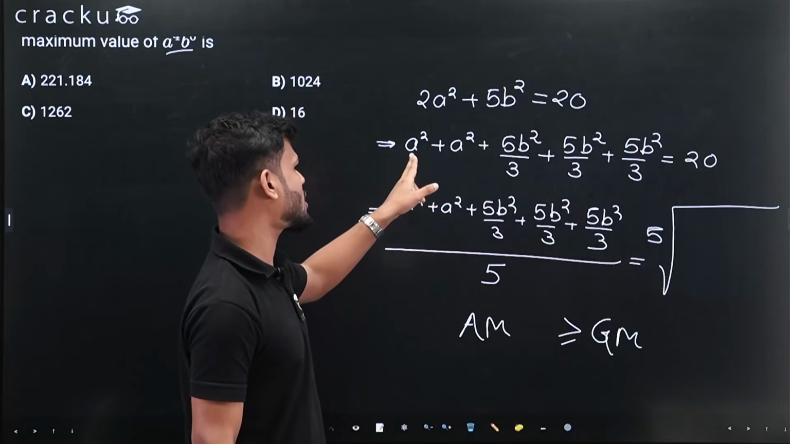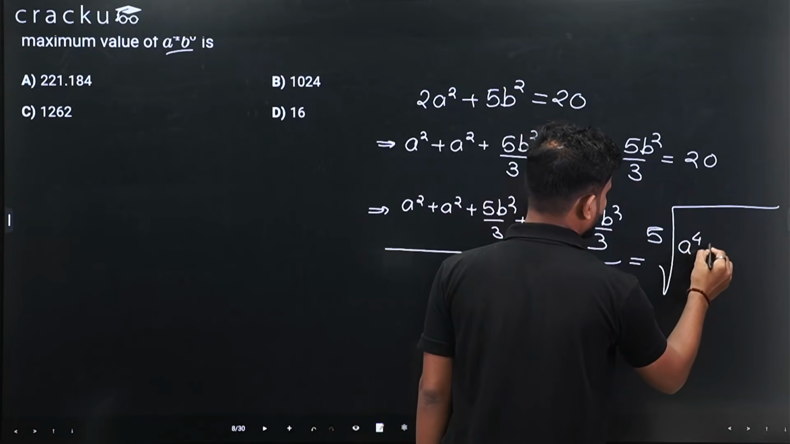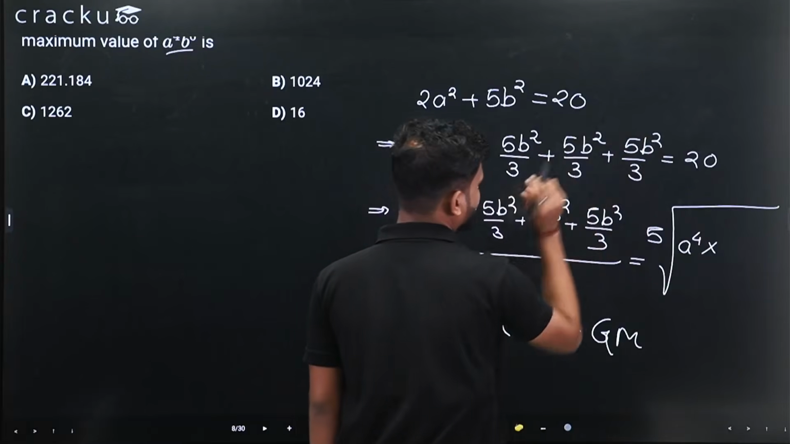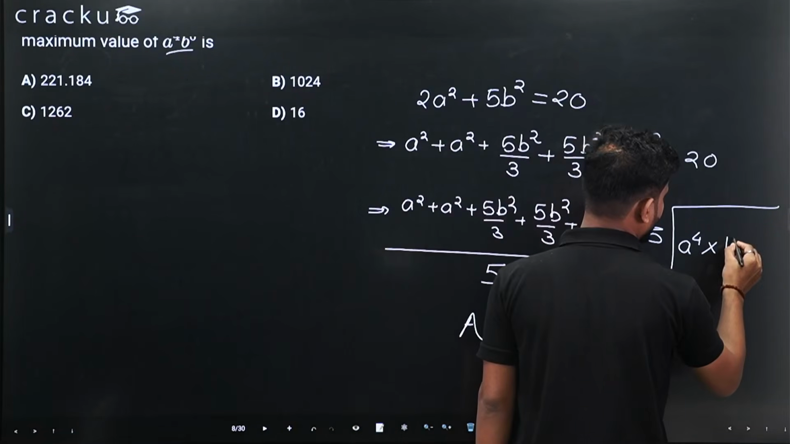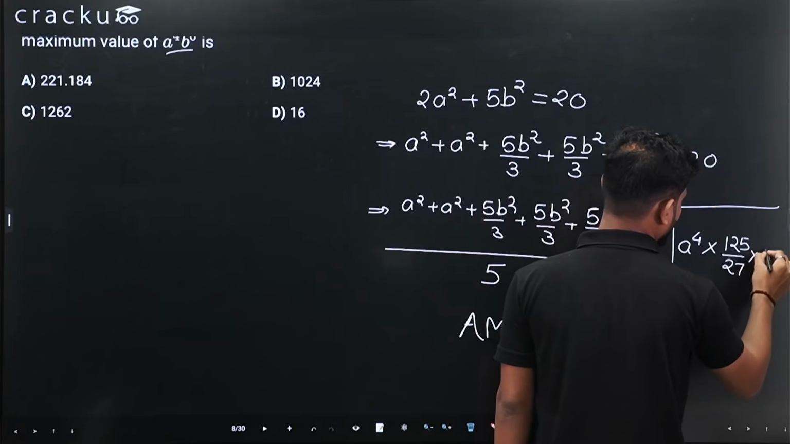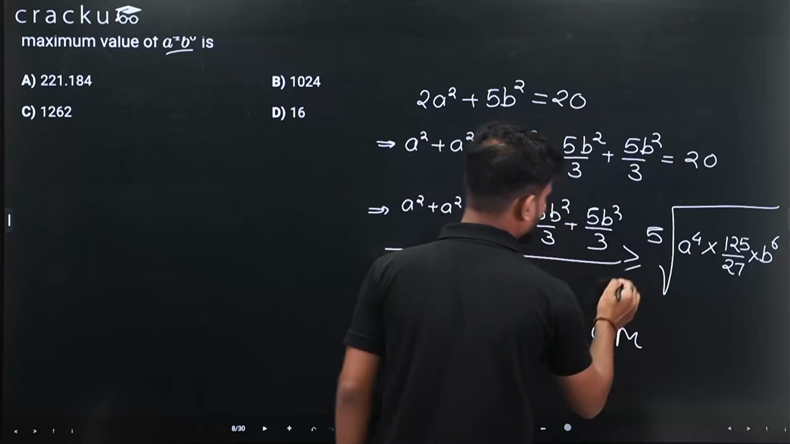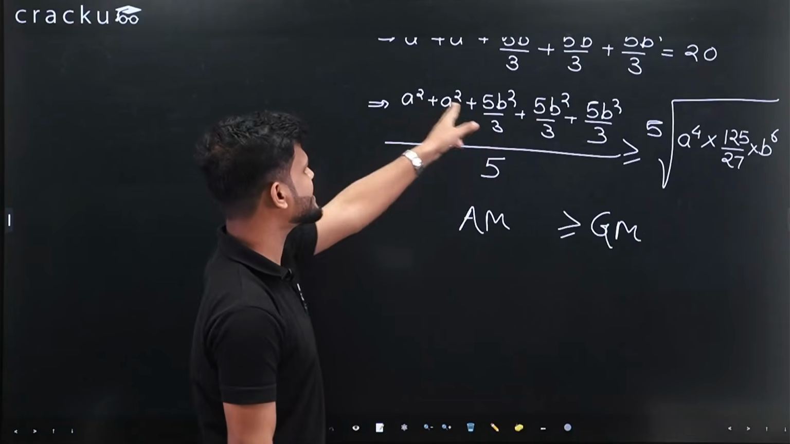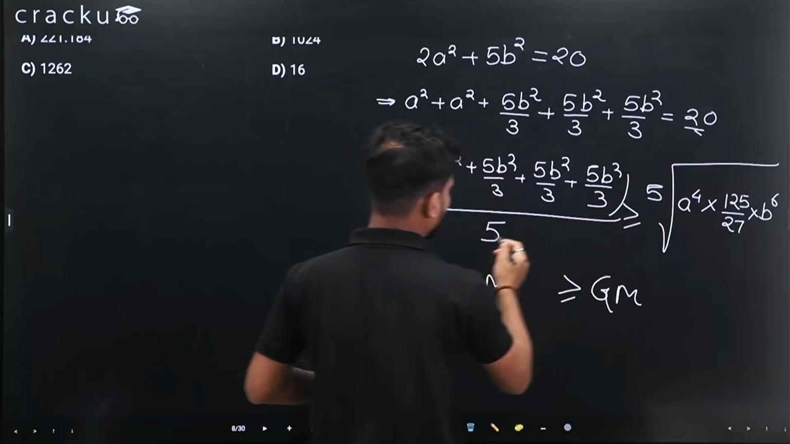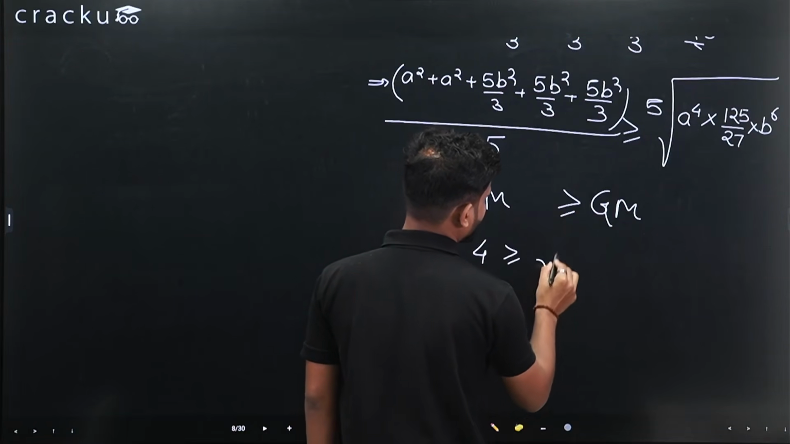And what will be the product? A² into A² will be A⁴ into 5B²/3 into 5B²/3 into 5B²/3. This will be 5 cube, 125 divided by 27 into B⁶. So this will be greater than or equal to GM. What is this value? This value is nothing but 20. 20 by 5 will be what? Will be 4. 4 is greater than or equal to what?